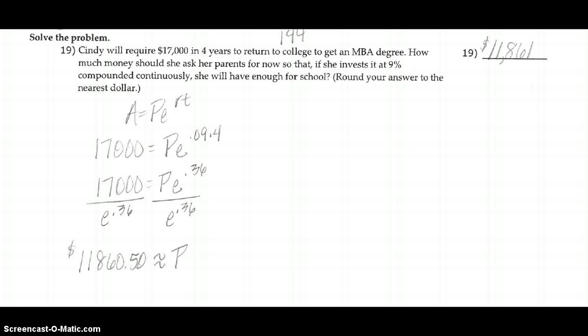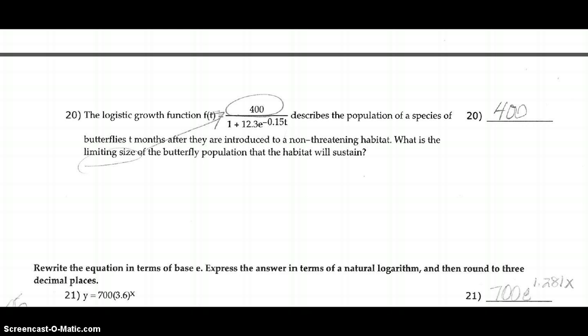Number 20 has a pretty complicated looking function that involves e and an unknown exponent of t. And so the logistic growth function describes the population of a species of butterflies t months after they are introduced to a non-threatening habitat. What is the limiting size of the butterfly population that the habitat will sustain? This is almost a trick question. They're not giving you any other information. They're not giving you what the population will be. They're not giving you a value for the time.